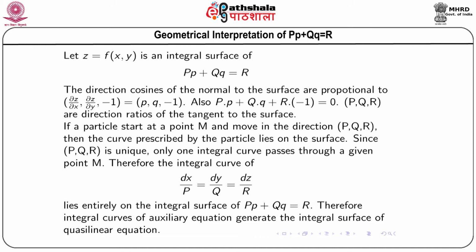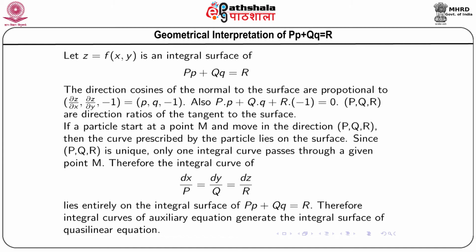And with the standard notation, we can write the direction cosines are proportional to p, q, minus 1. So, in this equation, this p q, now look at the given equation capital P small p plus capital Q small q equals capital R, and this equation can be written in this way: capital P into small p plus capital Q into small q plus capital R into minus 1 equals 0.